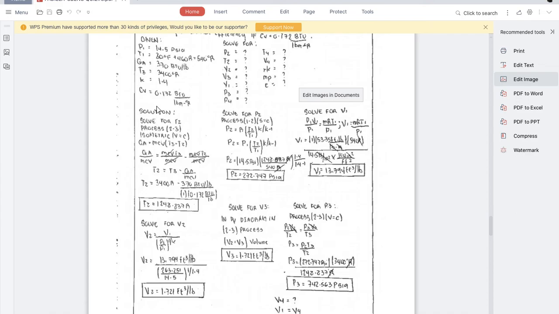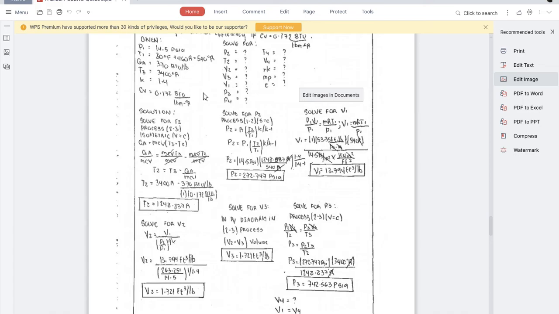And for the V1, the formula is P1 V1 equal to m R T1, so V1 equal to m R T1 over P1. For the mass 1, R is 53.35 foot-pound per pound R, and T1 is 540 R, over 14.5 pounds per square inch multiplied by 144 square inches per square foot. So what we get for V1 is 13.794 cubic feet per pound.